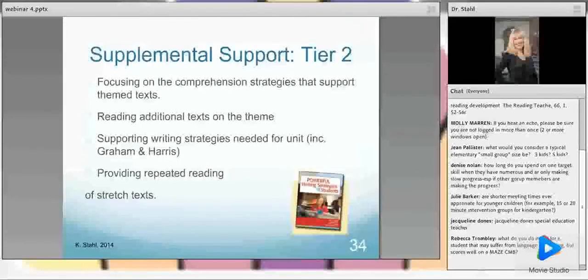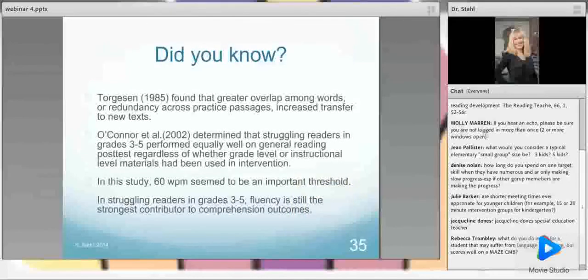So in comprehension, you would want to focus on the comprehension strategies that are supporting the themed text in the Tier 1 settings. You would also perhaps read additional text on the disciplinary theme that might be slightly easier and shorter. You would also support writing strategies needed for the unit, and you might provide some repeated reading of stretch text.